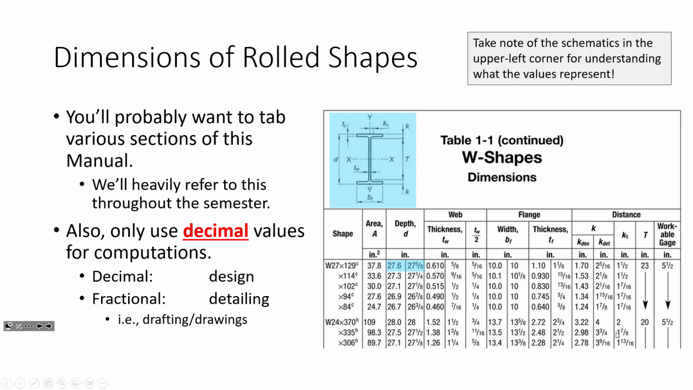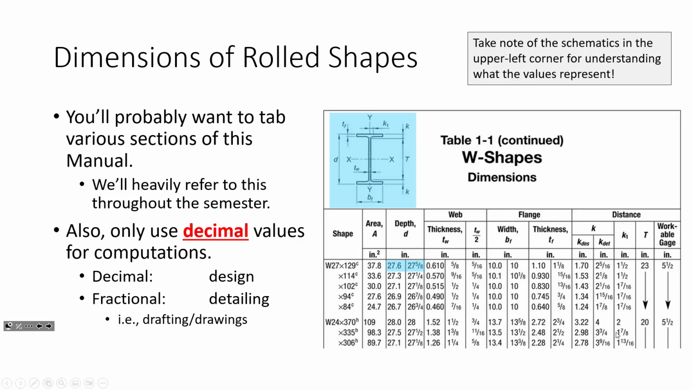If you look at the W27 by 129, one of the questions you might ask is, what is the depth? How tall is it? Here's the I shape. What is this dimension here from top to bottom? One of the things that's kind of strange is there are two answers. It says it's either 27.6 or 27 5/8. Which is it? The answer for us is 27.6.